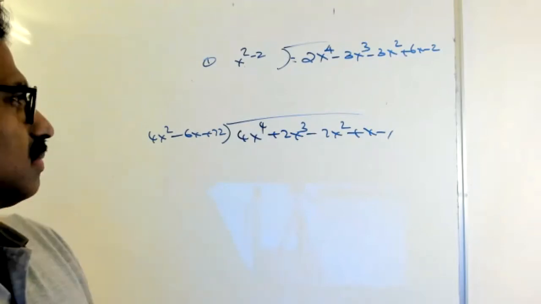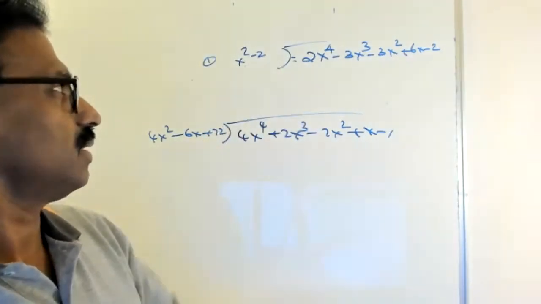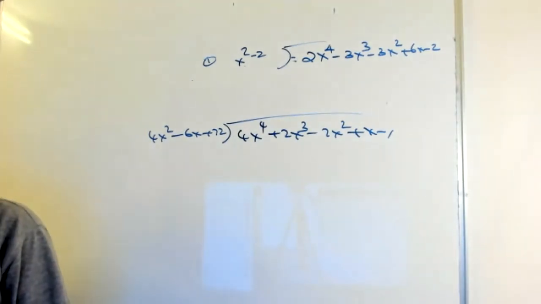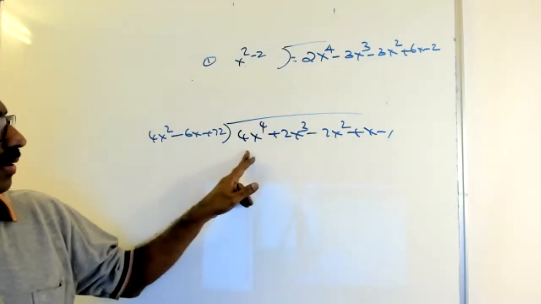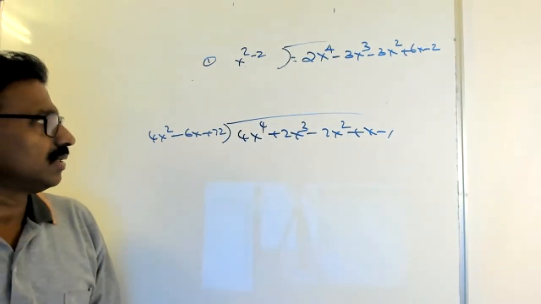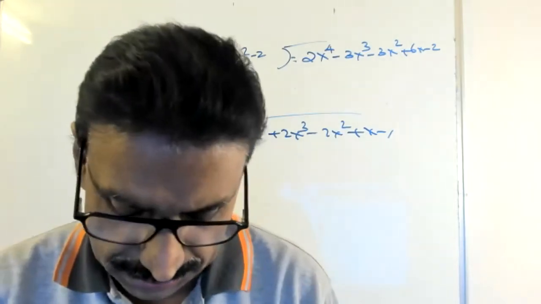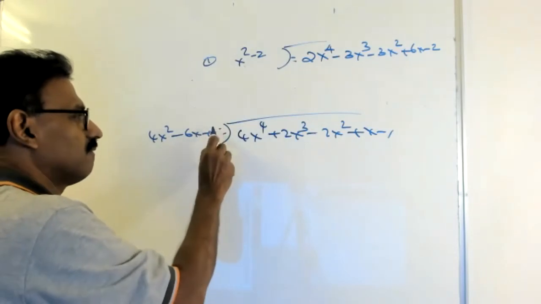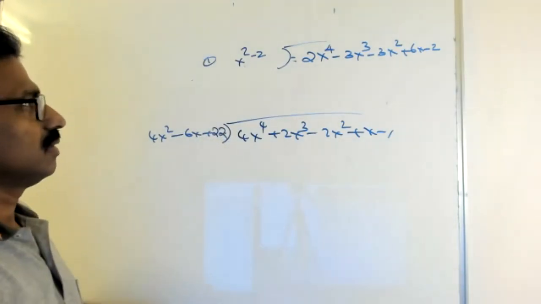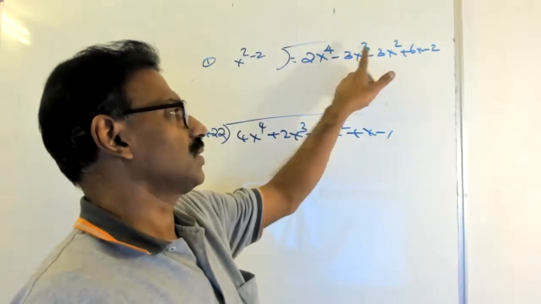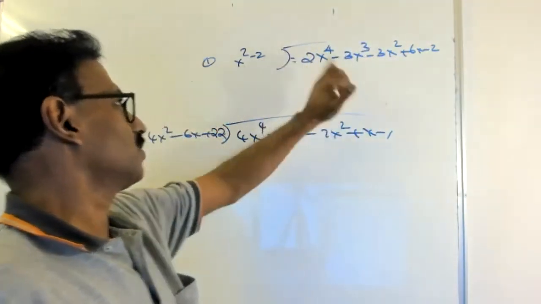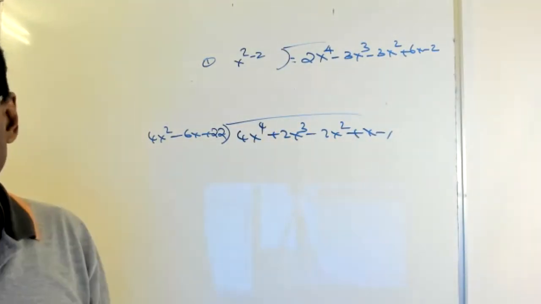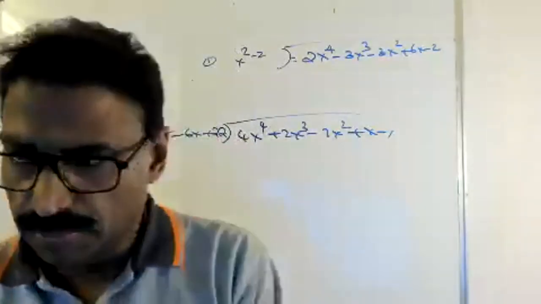Sir, is this x square minus 2 for the first question? X square minus 2, yes. So it's 4x square minus 6x plus 4. What did I say? 4x square minus 6x plus 22, right? Yeah, 22. Okay. This one, 2x raised to 4 minus 3x cube minus 3x square plus 6x minus 2 divided by x square minus 2. This is 4x raised to 4 plus 2x cube minus 3x square plus x minus 1 divided by this one. Take your time, but before Monday you have to send it. Okay.